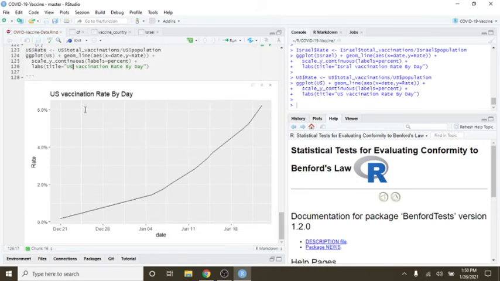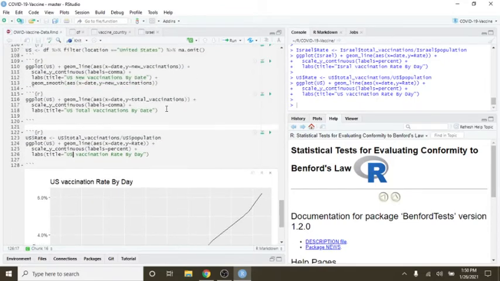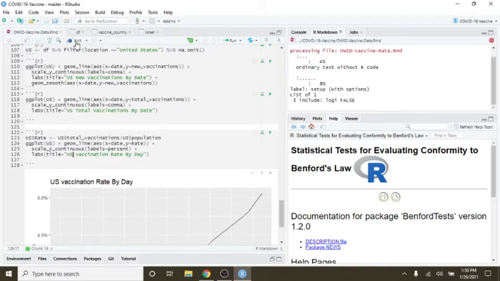Okay, this is interesting. U.S. is currently at 6%. Currently, U.S. vaccinations are at 6% of the total population. All right, so that's interesting. Okay, so now let's run this report from the top again and take a second look.